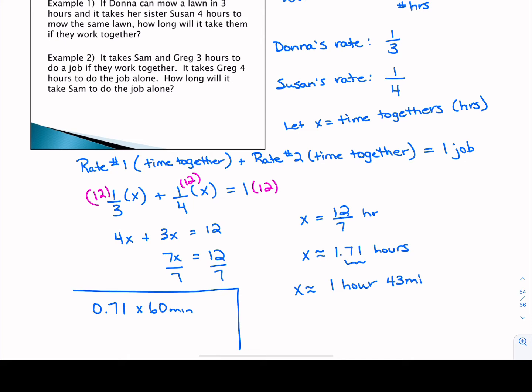So in this case, we can put this together with a sentence and say it would take Susan and Donna 1 hour and 43 minutes to mow the lawn if they were working together. So our answer makes sense because one person on their own takes 3 hours or 4 hours to do the job. So, logically speaking, it would take them less time working together. So again, make sure your final answer is clearly stated in a nice proper sentence or statement.